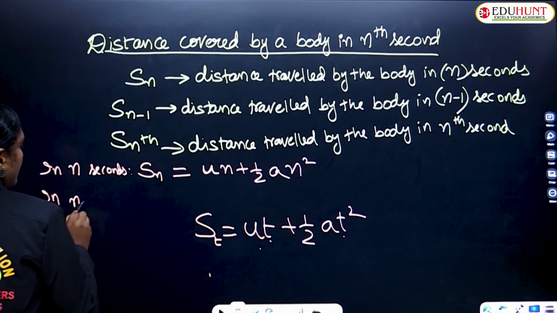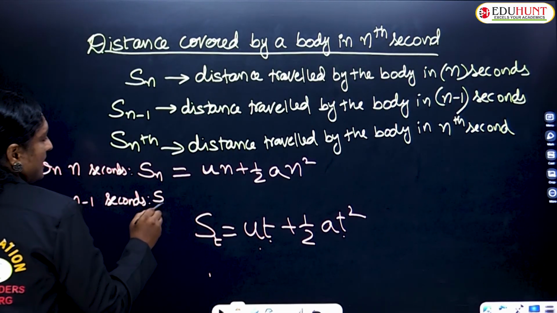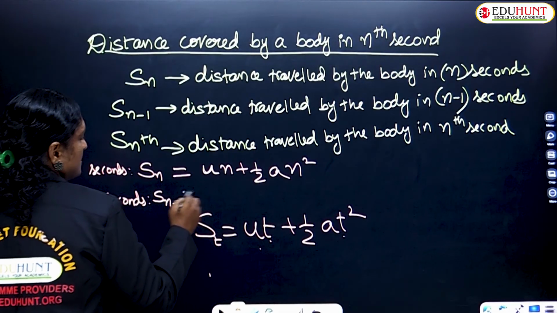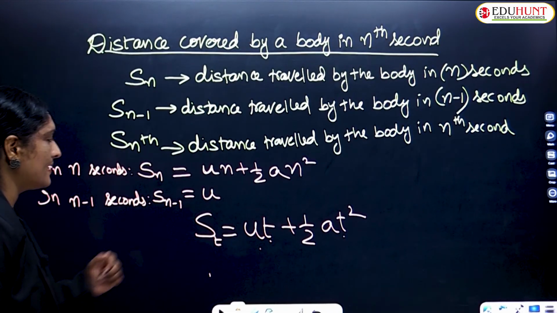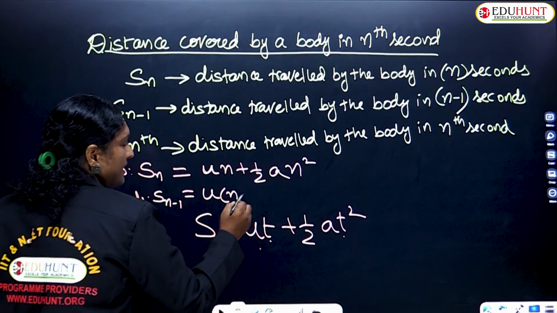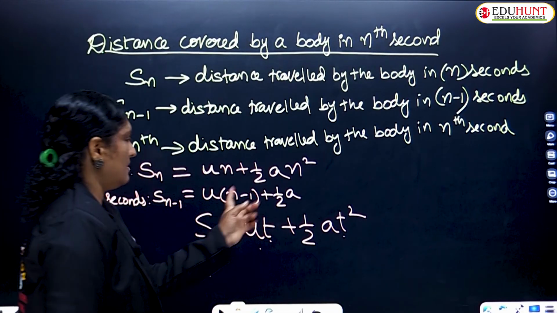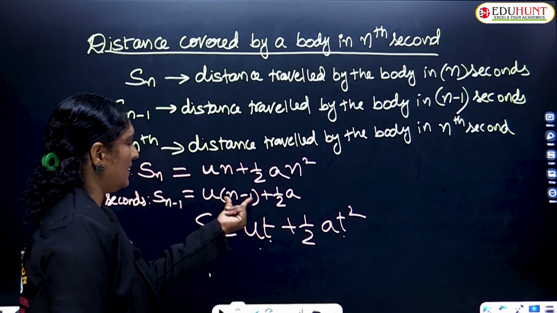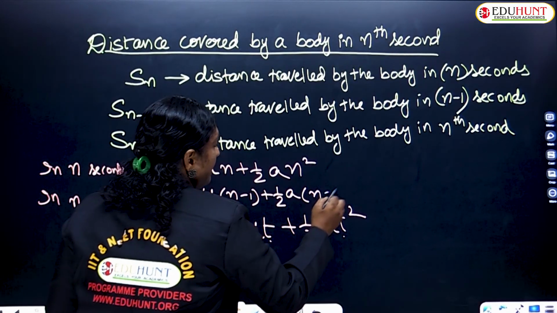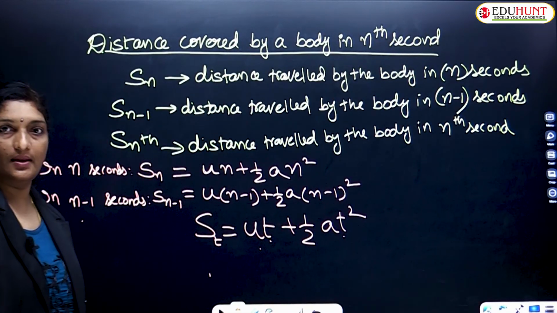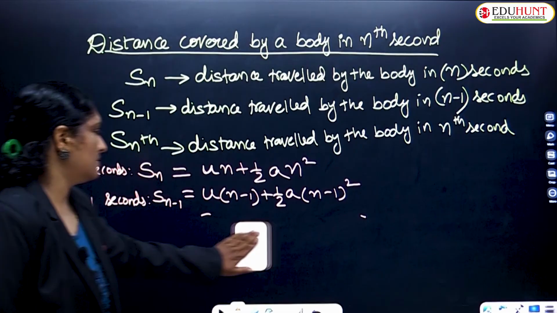Similarly, the distance traveled by the body in n minus 1 seconds is written as Sn minus 1, which is equal to u. Now instead of t, what is there? N minus 1. So you replace with n minus 1, plus half a. Again u as it is, instead of t, n minus 1, plus half a, again instead of t, n minus 1 whole square. Clear, children? So this is the case.